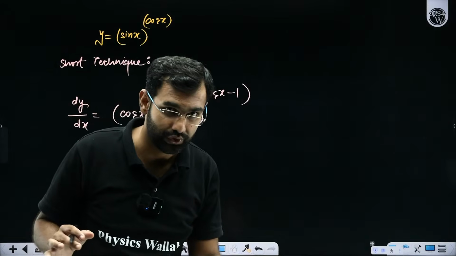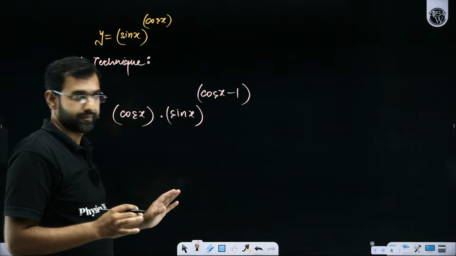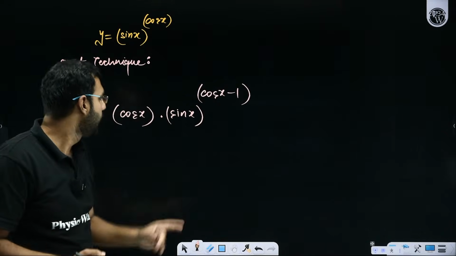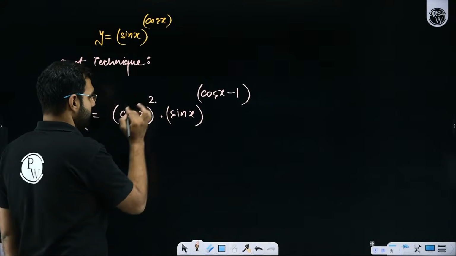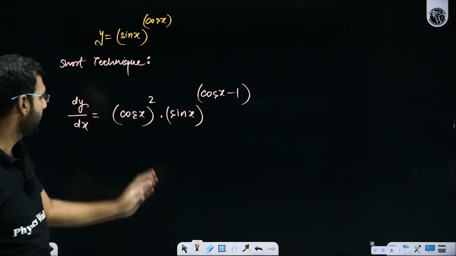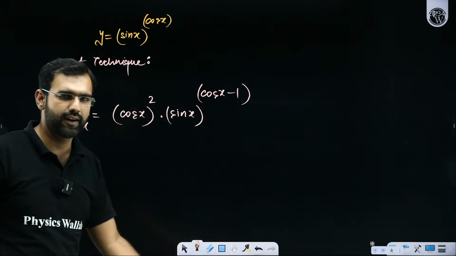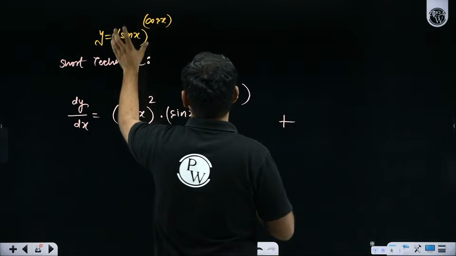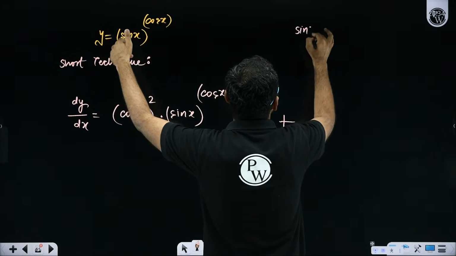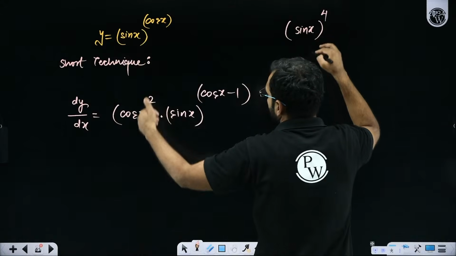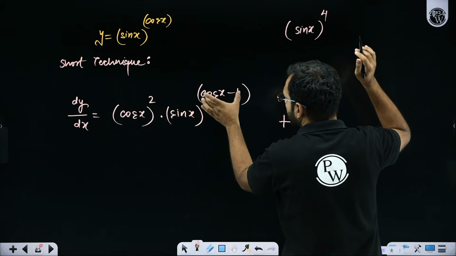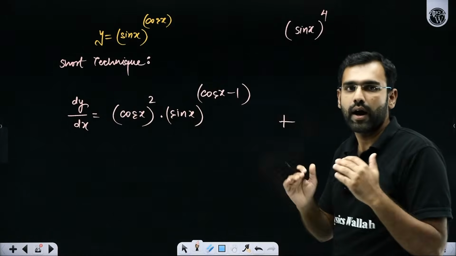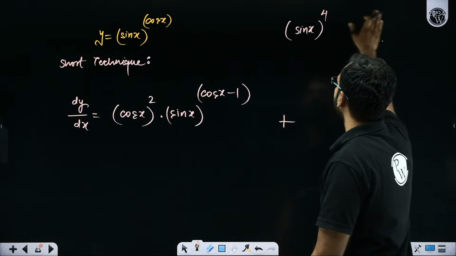Or are you feeling confused? But sir, sin x should also be differentiated as per the chain rule. So the derivative of sin x will be cos x, so cos x into cos x is cos square x. Everybody got this part, or shall I re-explain whatever I did so far? I said treat cos x as constant. So it was like sin x to the power of some constant, for example 4. So it will become 4 sin x to the power 4 minus 1. Then as per the chain rule, the derivative of sin x will be cos x. Understood or not? Do let me know if there is any confusion.